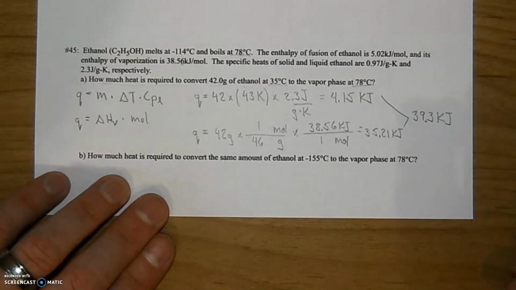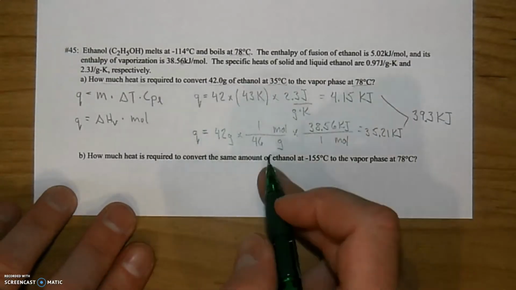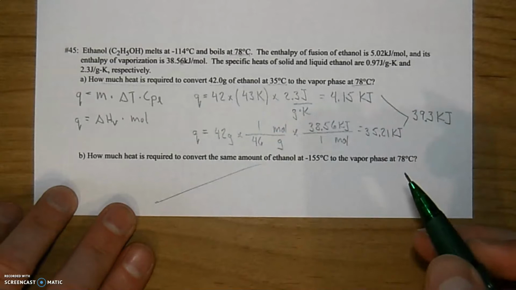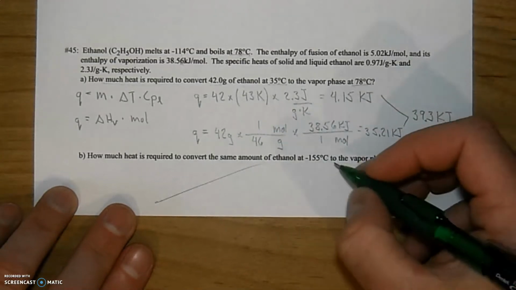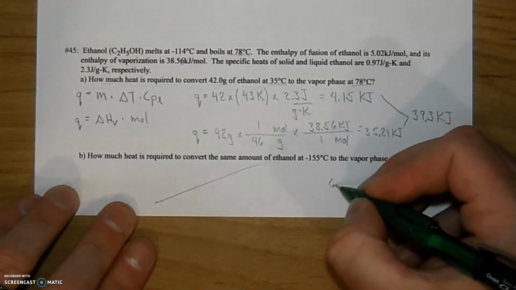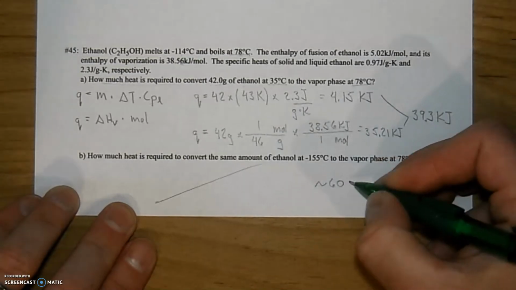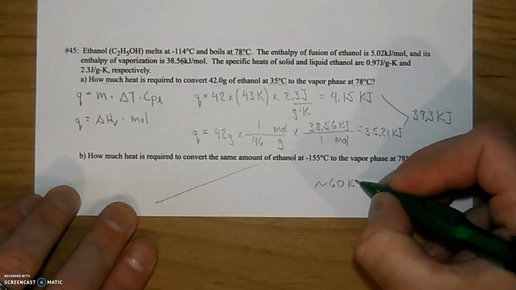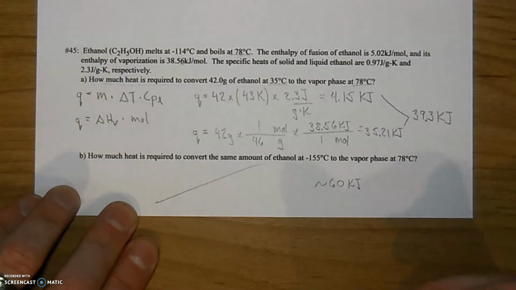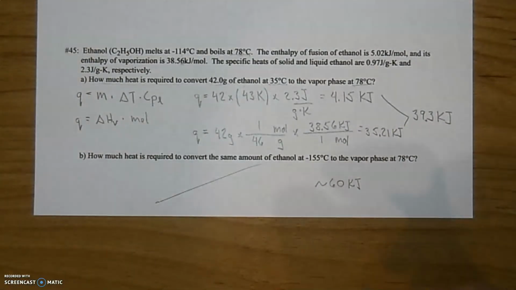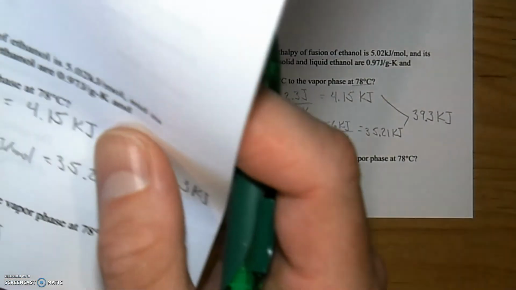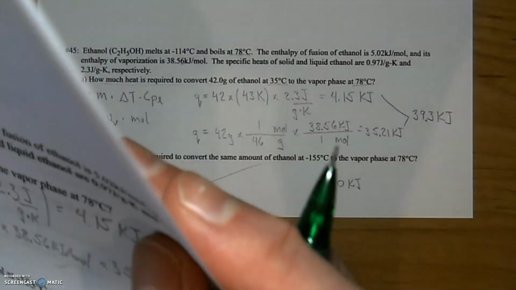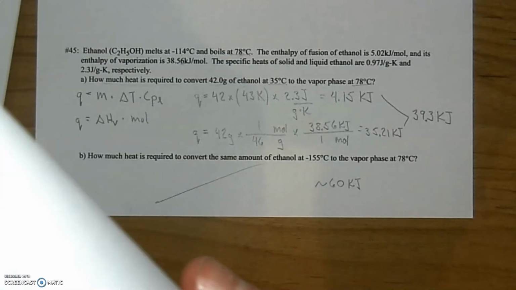So that's it. For part B, I'm not going to run through it because there are just too many steps involved. But I will tell you, if you go through it on your own, the answer you should come up with is about, ballpark, 60 kilojoules. And that would be it for that one. We have a little bit more to go through, and I think I will hold off on that one and do that in the next video.